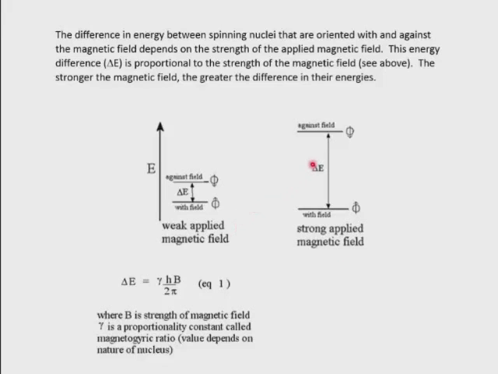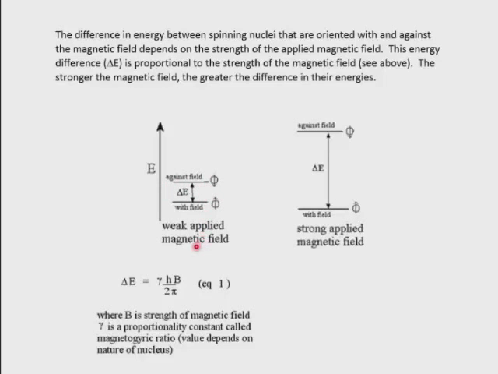This energy difference we give by delta E. It's proportional to the strength of the magnetic field. Delta E is proportional to and varies with the strength of the external magnetic field. The stronger the magnetic field, the greater the difference in the energies, the greater the value of delta E. The weaker the magnetic field, then the smaller the energy difference, the smaller the value of delta E.